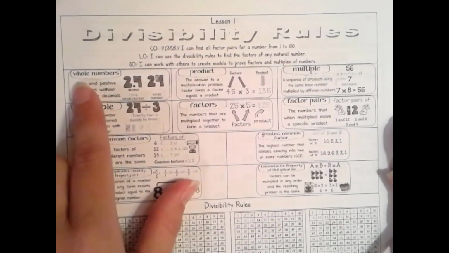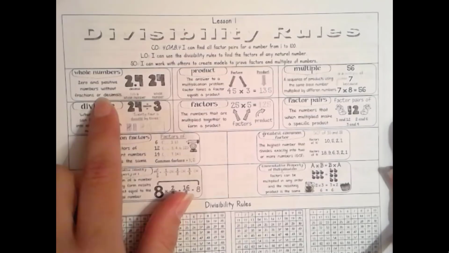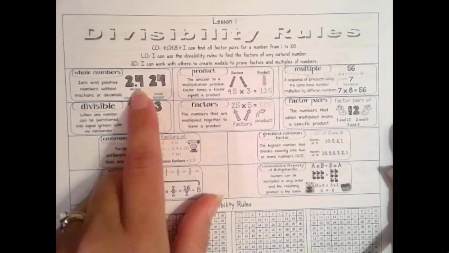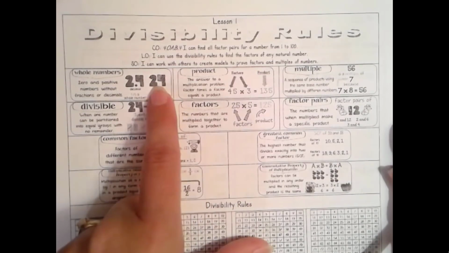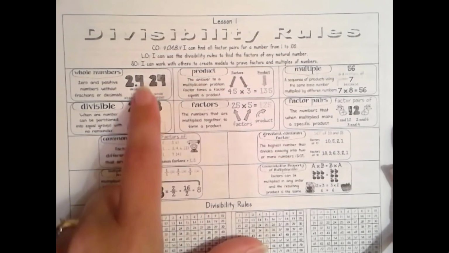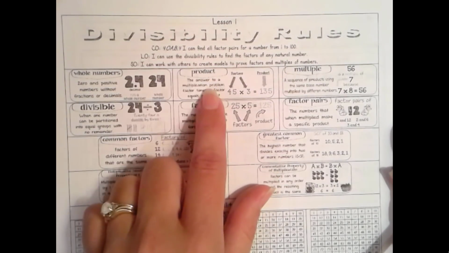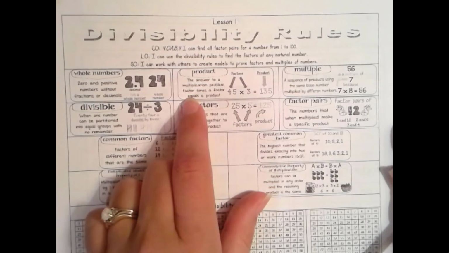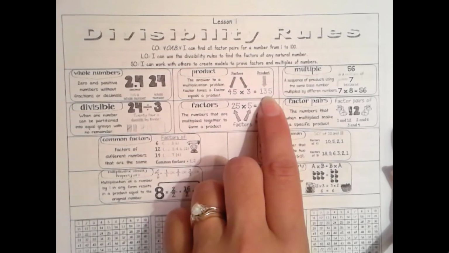So our vocabulary, we have whole numbers. Whole numbers are 0 and positive numbers without fractions or decimals. So here we have a decimal, so this would not be considered the whole number. The 2 would be the whole number, and then the rest is a fraction, where 24 is a whole number. Only part of this would be counted the whole number. Product. The answer to a multiplication problem, factor times a factor equals a product. So factors multiply together to make a product.